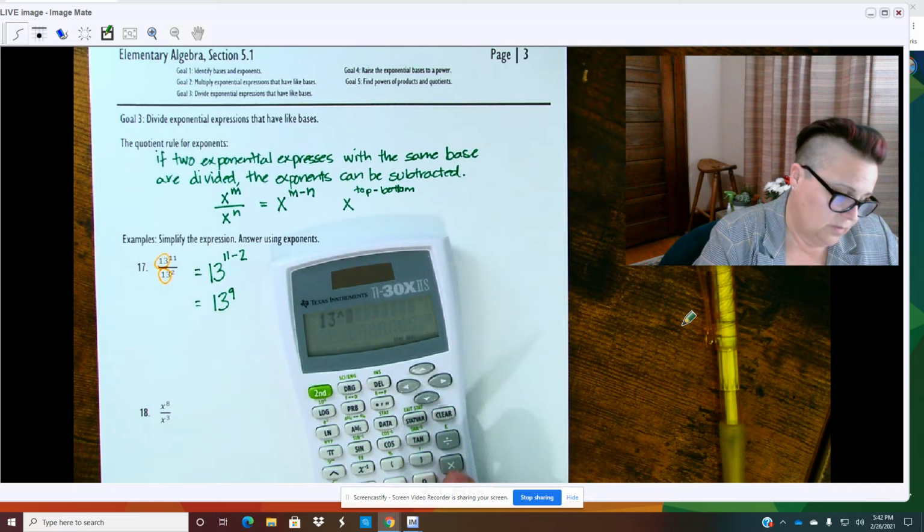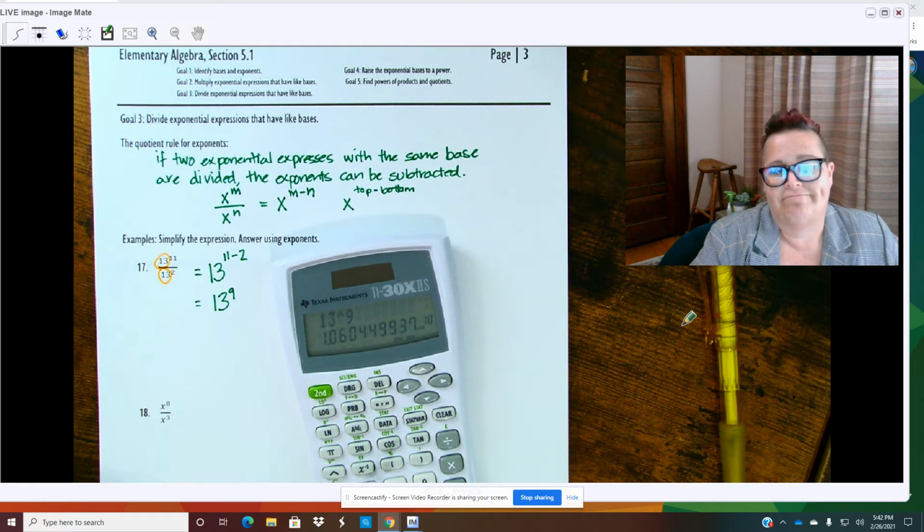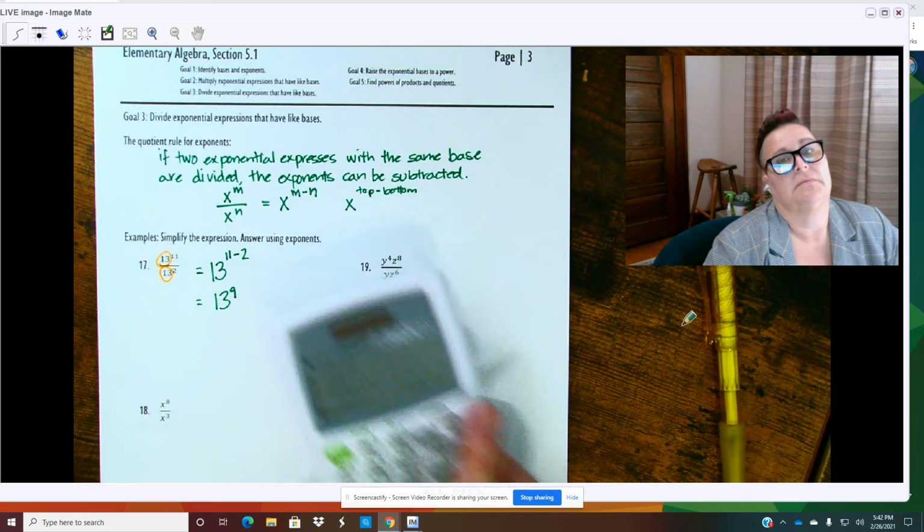Oops, 13 to the 9th power. To the 10th. So hundreds, thousands, millions. This is like almost 11 billion. That's what this number says. It's nearly 11 billion. That's a big number.